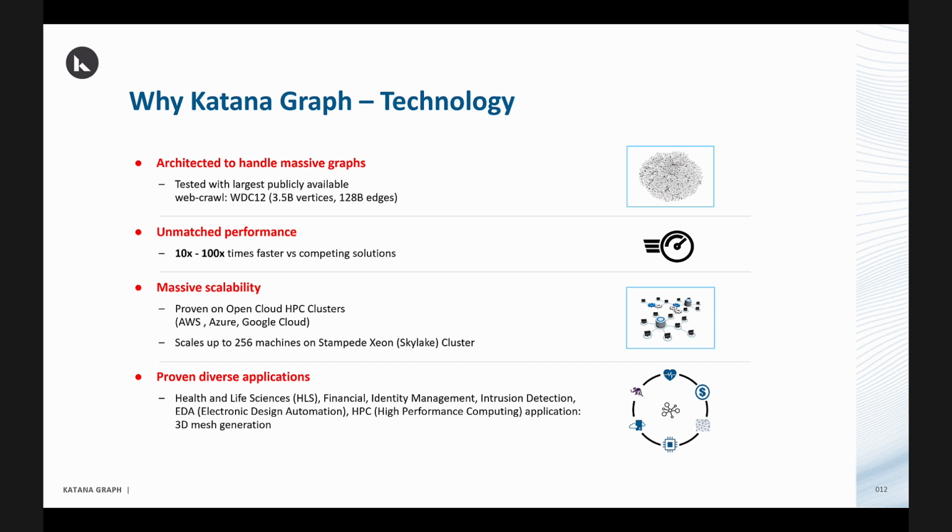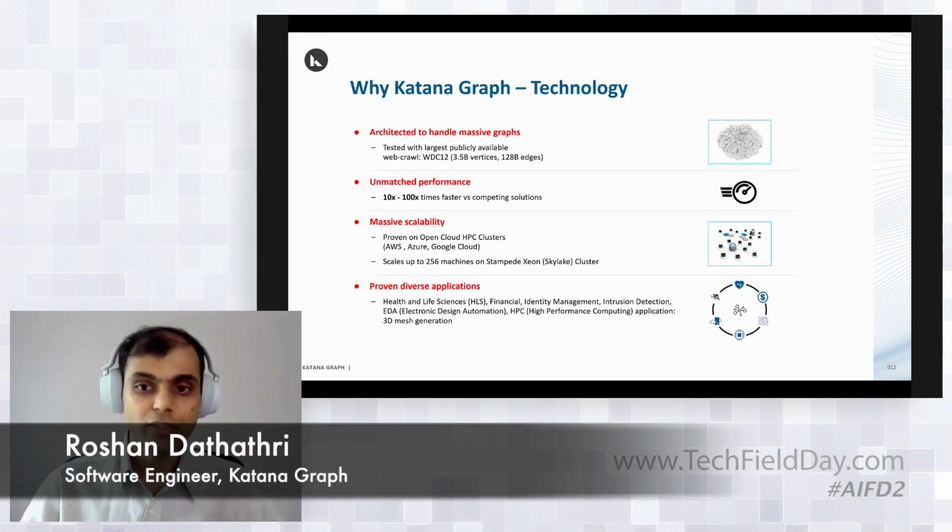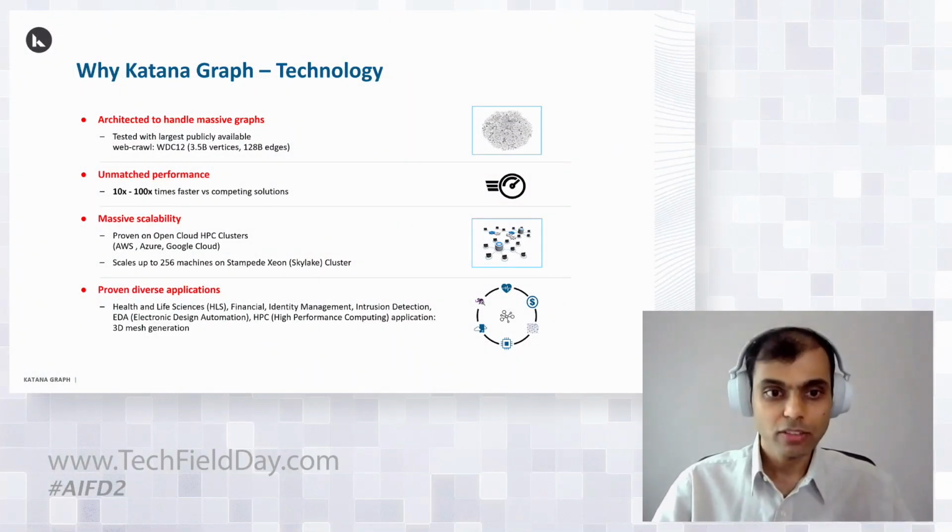Katana Graph is also engineered for unmatched performance compared to existing or competing solutions, where it is an order of magnitude or more faster than existing solutions. We have also engineered our system to provide both scale-up solutions as well as scale-out solutions. So we have shown that we can scale out, as in the results that Ramesh presented on supercomputers like Stampede, that we can scale up to 256 machines. We have also demonstrated that we can scale out similarly on HPC clusters. As we had a question on the interconnect and so on, we can also scale out on traditional HPC-based clusters from AWS, Azure, or Google Cloud.